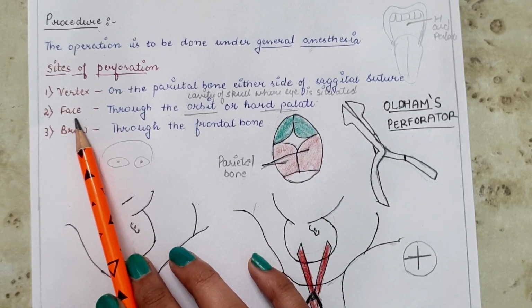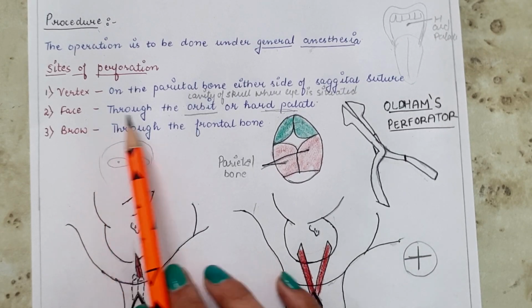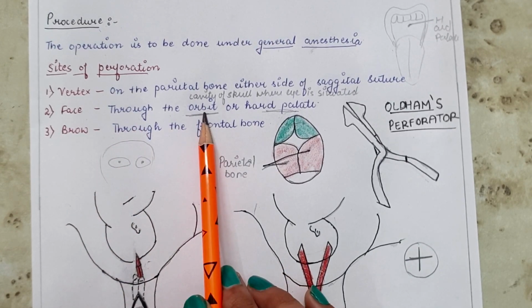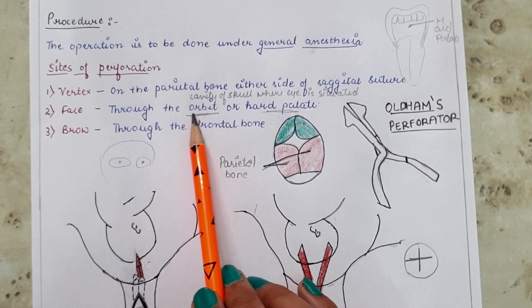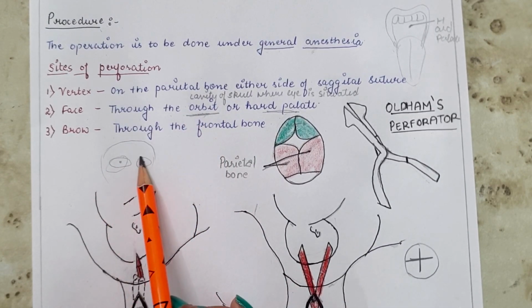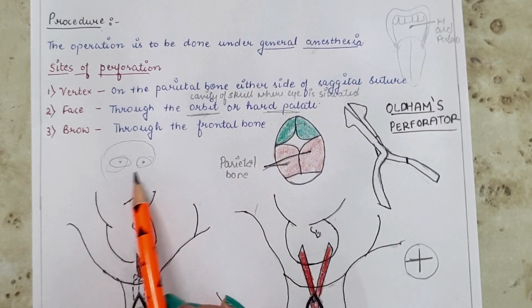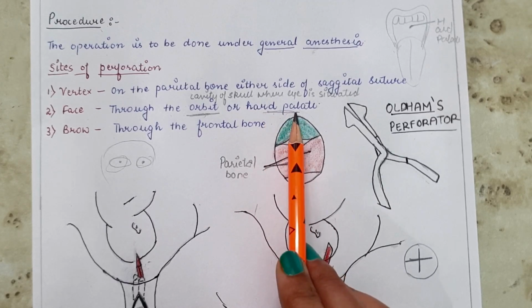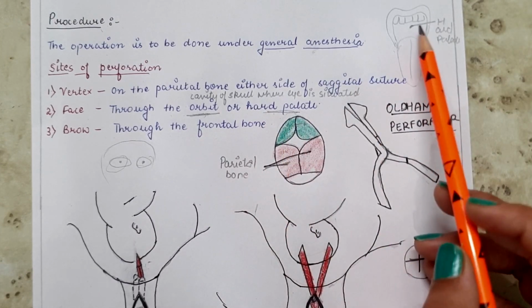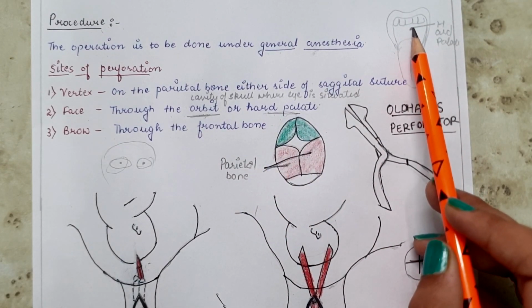Next, in the case of face presentation, the hole is to be made on the orbit or through the orbit. What is the orbit? This is the cavity of the skull where the eye is situated. Or the hard palate. What is the hard palate? This is the roof of the oral cavity, as you can see here in the diagram. This is the hard palate.